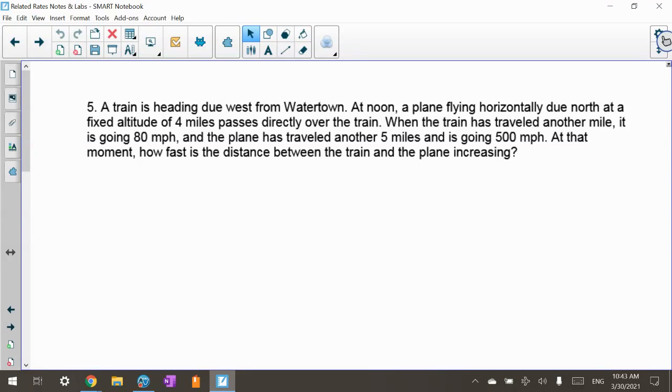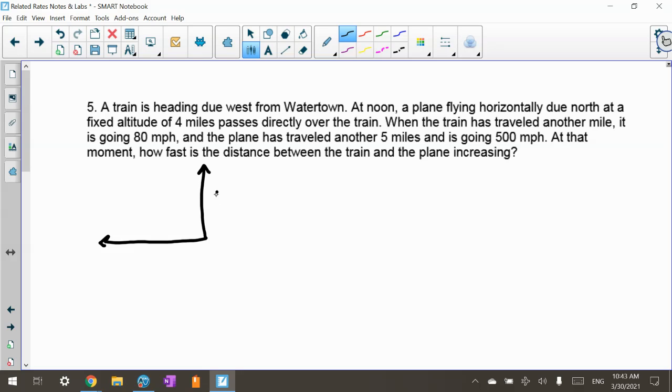All right, this is my Calculus 1 related rates video, my related rates lab number 2, and it's about a train and a plane. So I have a train that's heading due west from Watertown. I'm going to draw my little picture here, due west from Watertown. At noon, a plane flying horizontally due north. So here's my plane, here's my train.